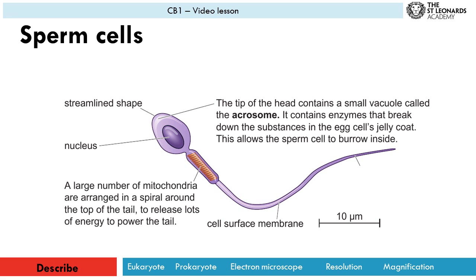Sperm has to swim, and swimming requires a lot of energy. It's a metabolically active cell. And to provide that energy, sperm has a lot of mitochondria. And remember, mitochondria are the organelles that produce energy. Finally, sperm have a tail, and the tail moves backwards and forwards, allowing the sperm to swim.